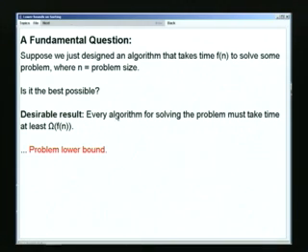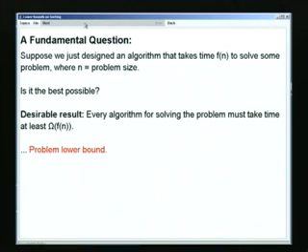Well, first of all, this result, if we can prove it, is called a problem lower bound. It is called a problem lower bound because it says something about the problem. It is not really saying anything about a specific algorithm. It says every algorithm for solving the problem must take time at least omega of f of n. So, it is a lower bound on the time taken for any algorithm which solves that problem.